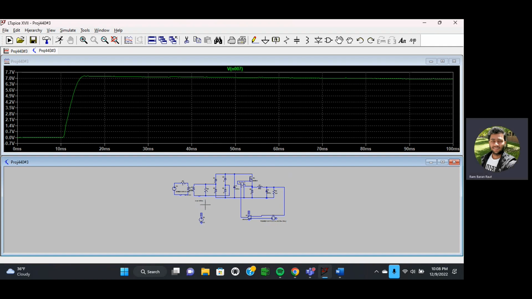So this is the basic design to convert 110 volt at 50 or 60 hertz, or 240 volt at 50 or 60 hertz AC, to get a 7 volt or 5 volt DC. So this is the design procedure, and this is all simulated in LTspice. I hope you understand this whole design process.